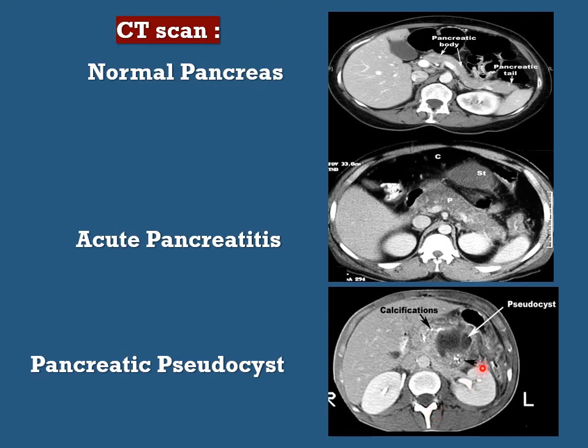And this is a pancreas with a complication following acute pancreatitis. See, this is the head and body of the pancreas, and there is a cystic swelling with multiple septae within it. So this is a pseudocyst with septae and calcification.